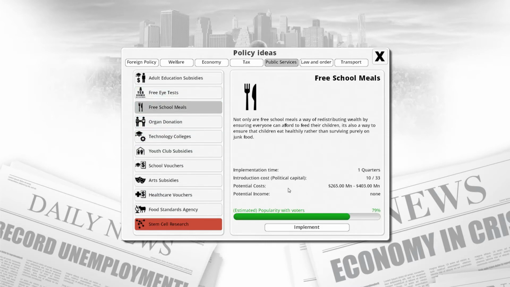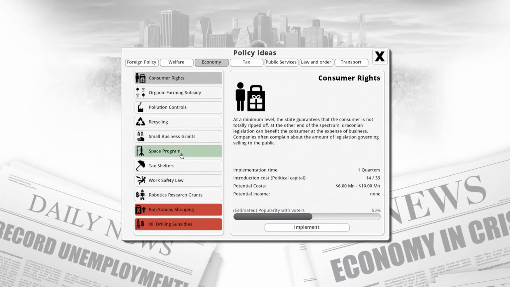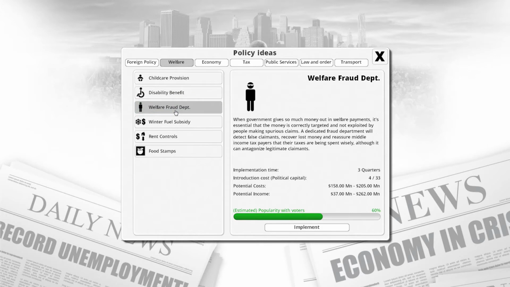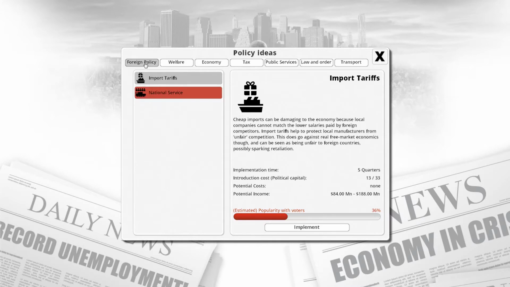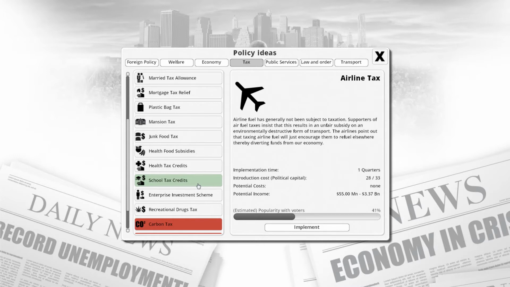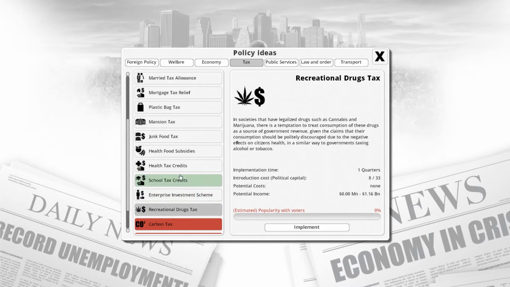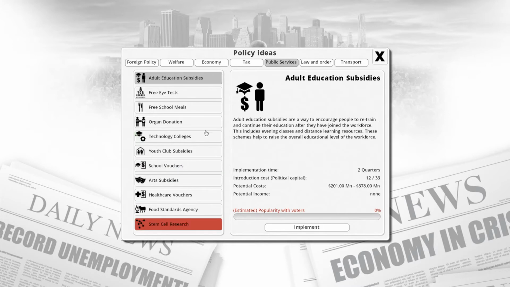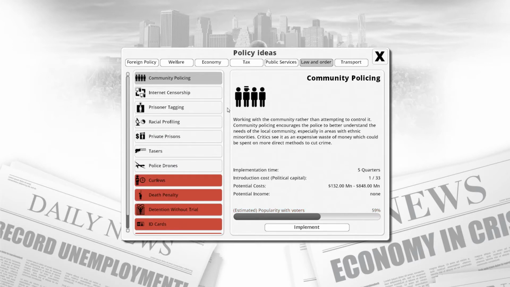Ooh, free school meals. I don't know if that's really a liberal thing, though. Liberal, liberal, liberal. Liberal, liberal. Ooh, welfare fraud department. Surprised I don't have that yet. Foreign policy. Well, we're all out of drug taxes. Public services. Yeah, nothing especially liberal here.